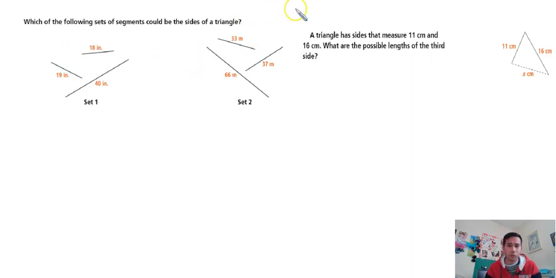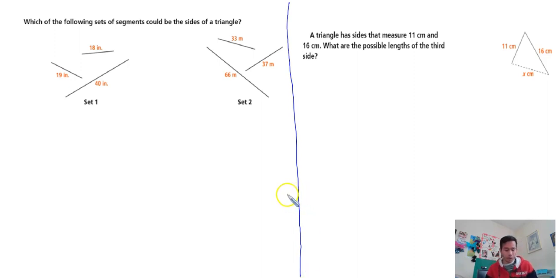Which of the following, there are two problems here. I'll just divide this one into two. Okay, this will be our last example, applying the two theorems that I just introduced to you. Which of the following set of segments could be the sides of a triangle? So there are set 1 and then set 2.